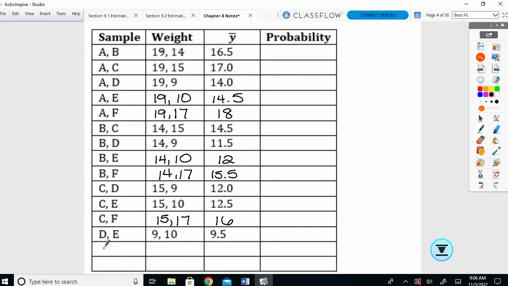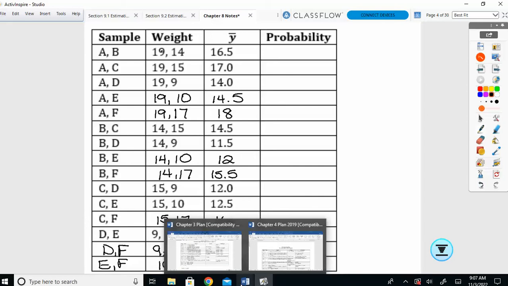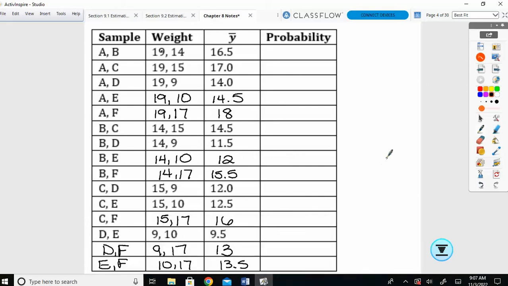D and E. I left a couple blank. What are the other 2 combinations we haven't done? D and F and E and F. Pumpkin D is 9, pumpkin F is 17. Add those, we get an average of 13. Pumpkin E is 10, pumpkin F is 17. Add those up, divide by 2, and we get 13.5. How many different combinations of 2 pumpkins did I come up with? Count all of these.